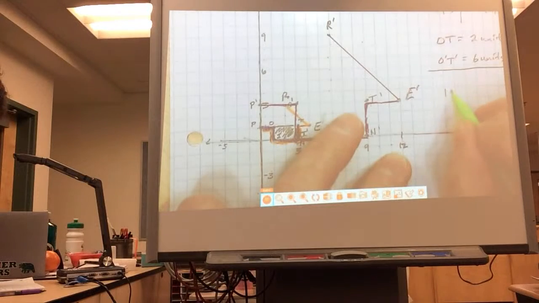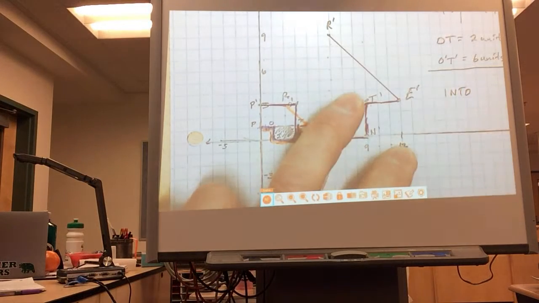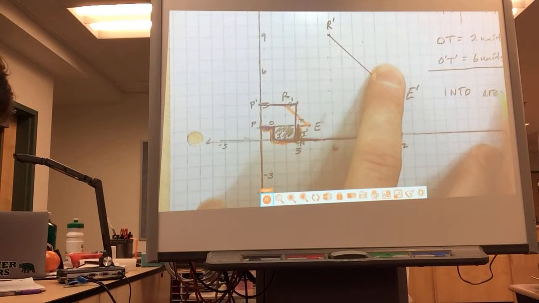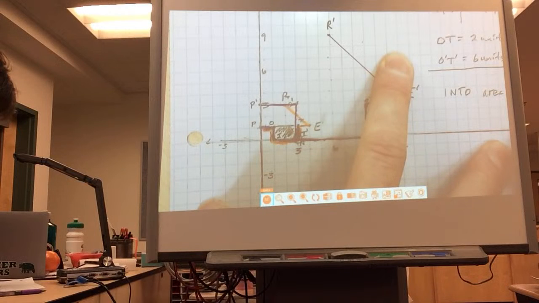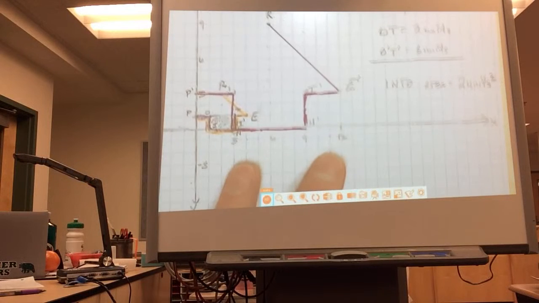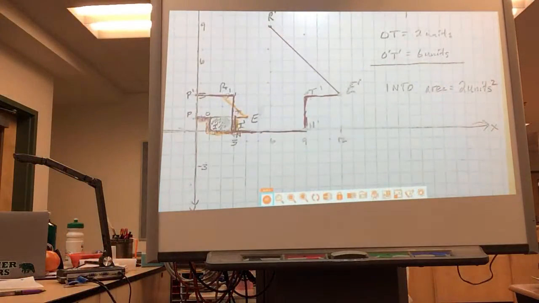INTO, that's a quadrilateral. The area is 2 square units. So I'm just going to write it like that. The area is 2 square units. Any questions on that?